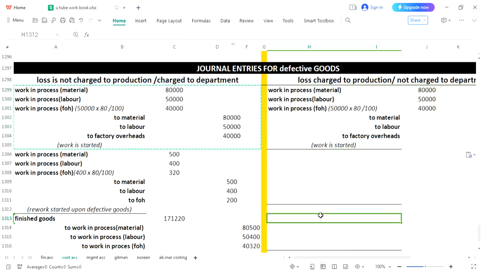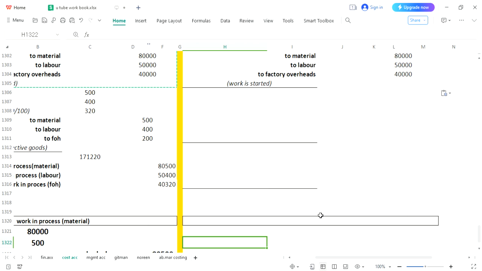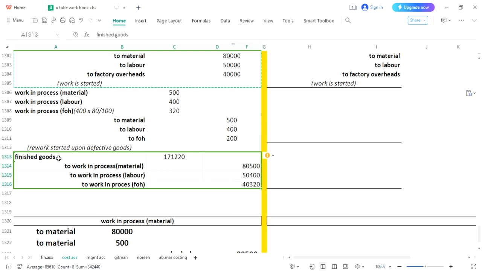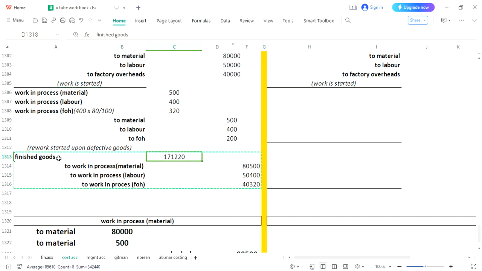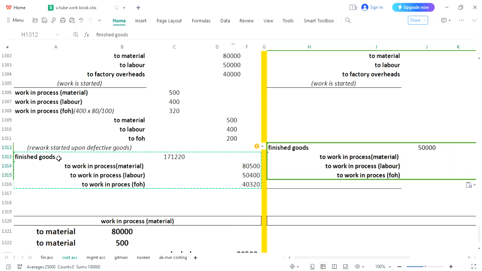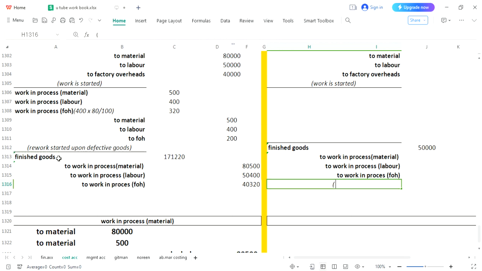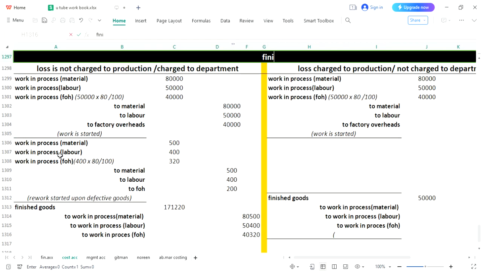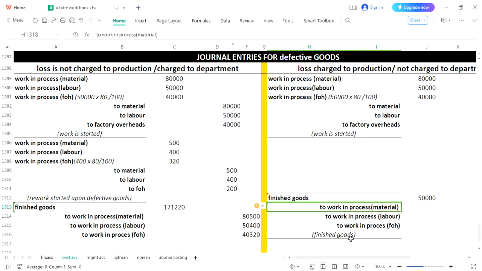Okay, and surprisingly, your third entry would also be similar, and here you will put your third entry as well. Narration we need to put: cost of finished goods. Okay, the amount would be changed and we will see how to put that amount. But for the second entry, there will be a change.